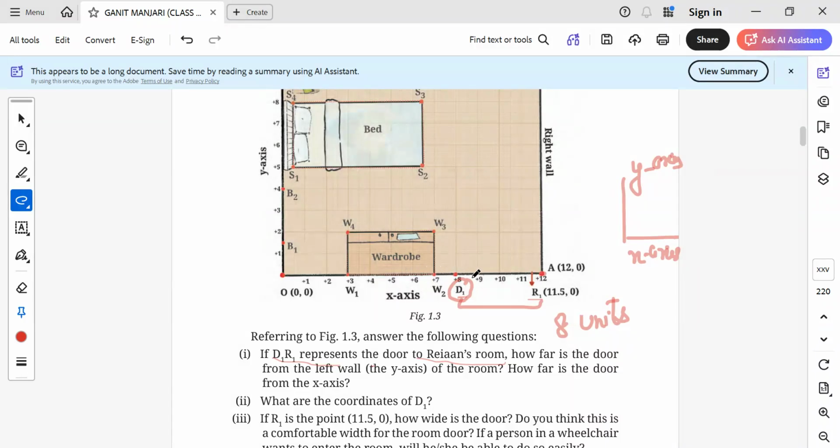But it is lying on the x-axis now. It is already lying on the x-axis. This is the x-axis. So it means it is 0 units. Understood the first part? Chalo, second one.